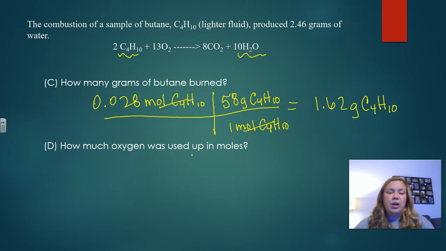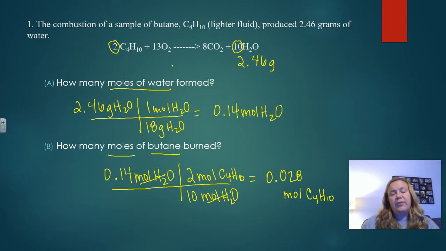And we want to know how much oxygen was used up in moles. Well, we can take any known value we have now and use our mole ratio. But let me tell you, the value you most likely want to take is the simplest value, the one that has the least amount of math done by you.